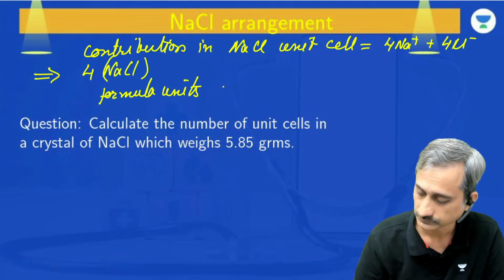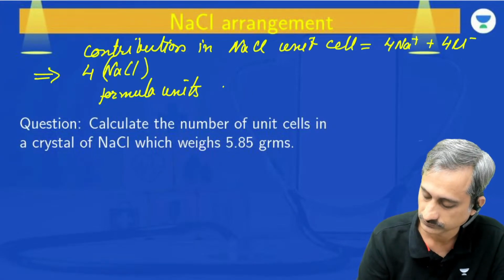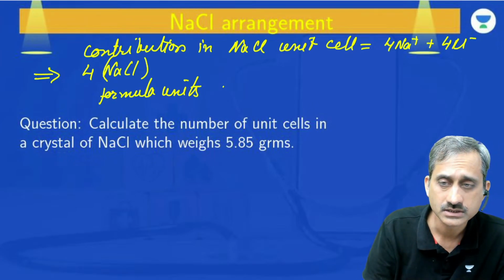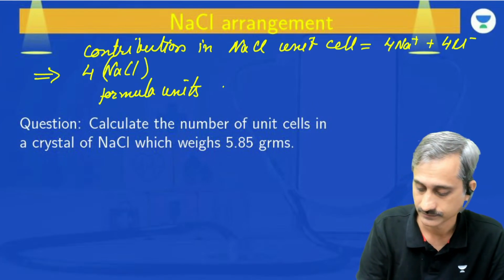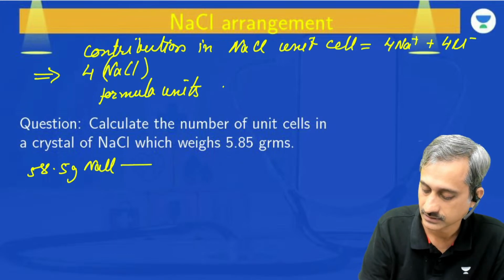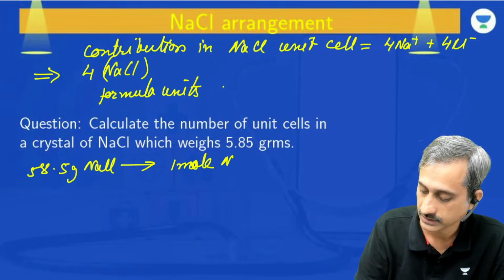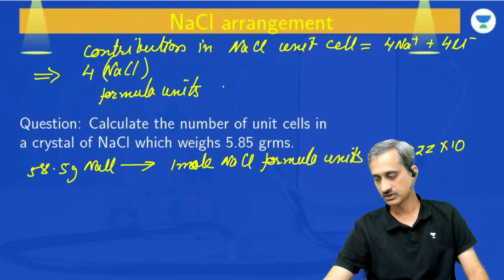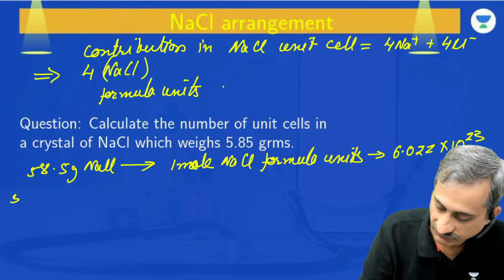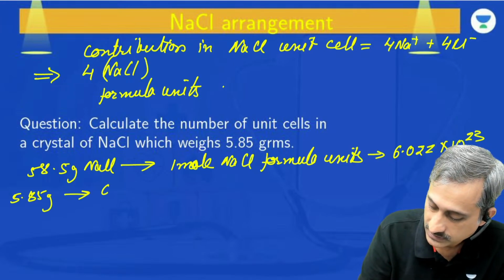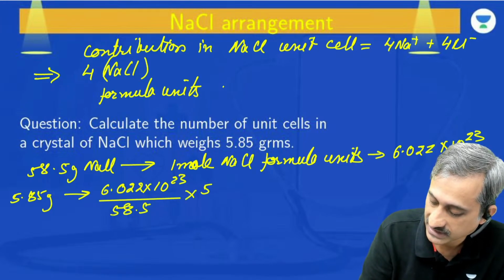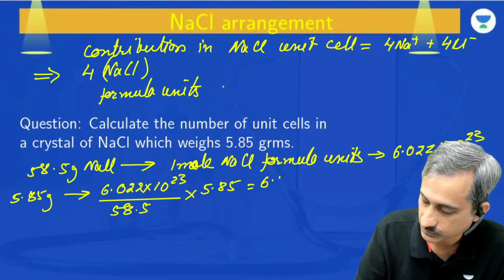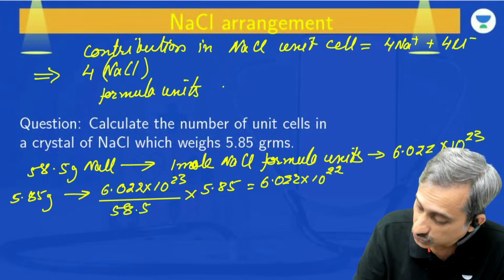Answer. The first thing what you need to do is find the number of sodium chloride particles. 58.5 grams NaCl has 1 mole NaCl formula units. That is 6.022 into 10 raised to power 23. Okay. So 5.85 gram is going to have 6.022 into 10 raised to power 23 divided by 58.5 multiplied by 5.85. And that's equal to 6.022 into 10 raised to power 22 NaCl.